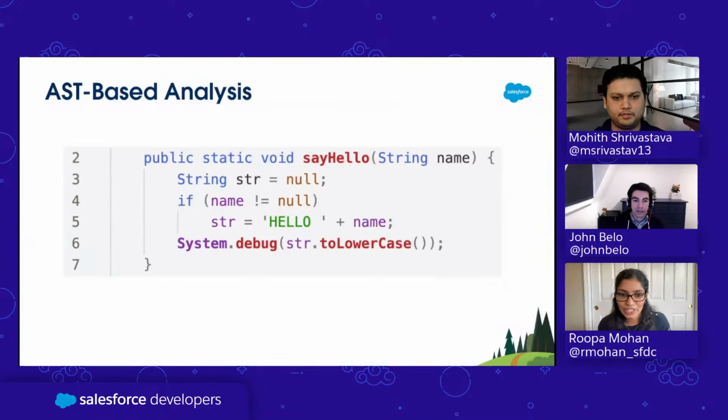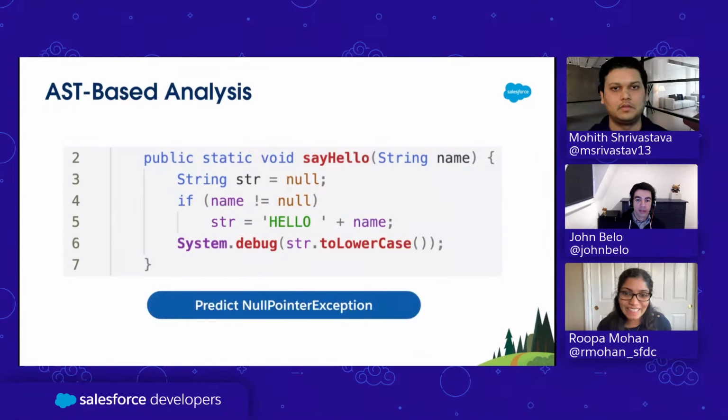So let's look at a code example. Awesome, thanks, John. So in this, what we have is a simple Apex method, say hello, that takes a string parameter, name, and then says hello to that name. Let's say we want our analyzer to detect if this code can throw a null pointer error. As a human, you look at this, I'm sure you already know where the problem is. But the static analyzer is not human, right? So it needs to go through some programmatic steps to actually get there.